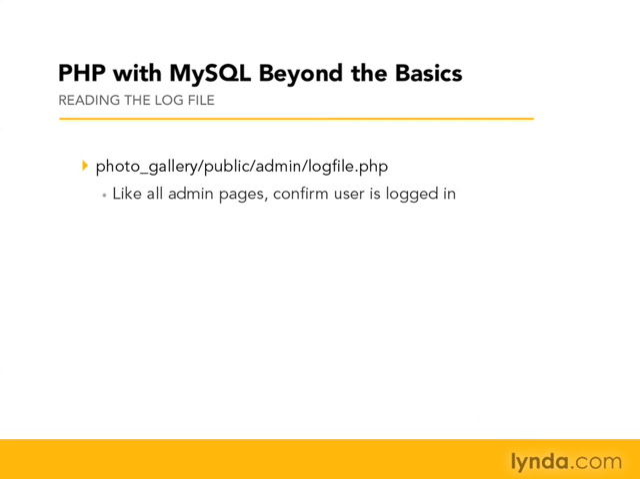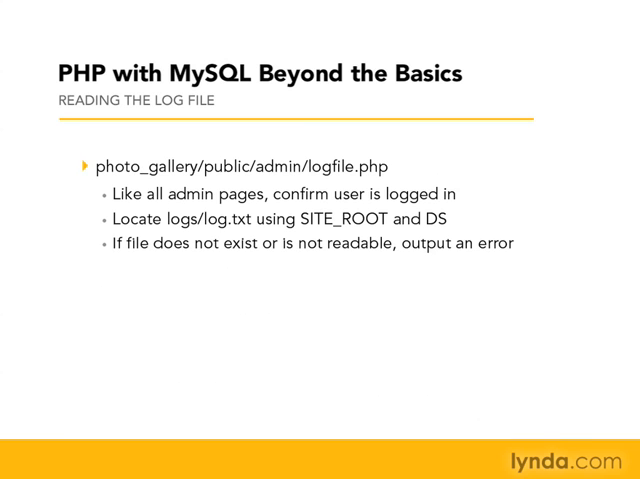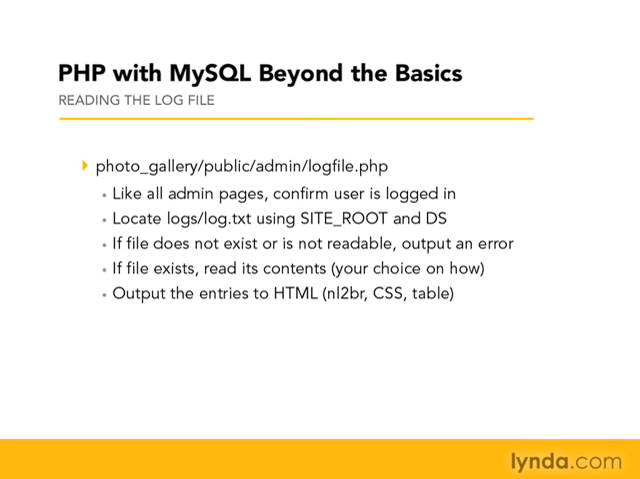Just like all the other admin pages, we're going to first confirm that the user is logged in already, because this is not something that non-logged in people should be able to do. And we're going to then locate that log file, and we're going to make sure we use siteroot and ds, the directory separator again. We're going to check if the file exists or not, check if it's readable or not, and then if it's readable, read its contents in. And we saw a couple ways to do that. I'll let you choose on how to do it. And then output those entries to HTML so that we can view them in the browser.